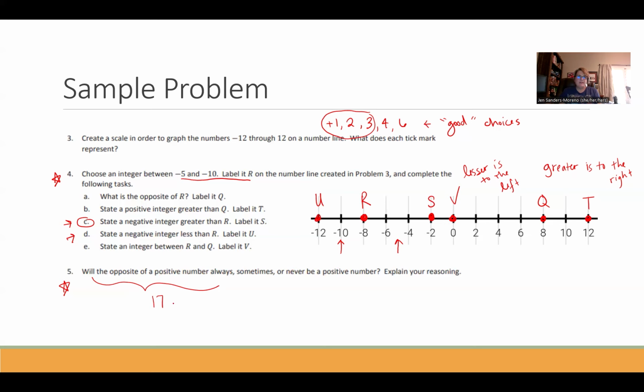Well, the opposite of a positive is the same value, just negative. Remember that whole mirror images around 0? So here we would say it would never be. So the opposite of a positive would never be a positive. Okay.